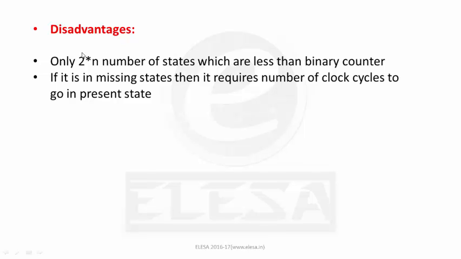After that, disadvantages. Only 2n states, which is very much less than the binary counter. In the binary counter for 4 flip-flops, it will give 2 raised to n different states, which means it will give 16 different states. But in this case, it gives only 2n states. And if the Johnson's counter is in its missing state, then it requires a number of clock cycles to go to the present state.